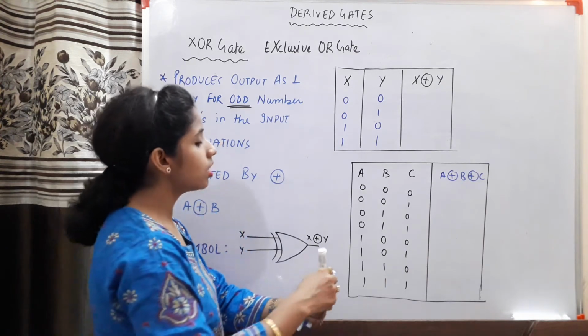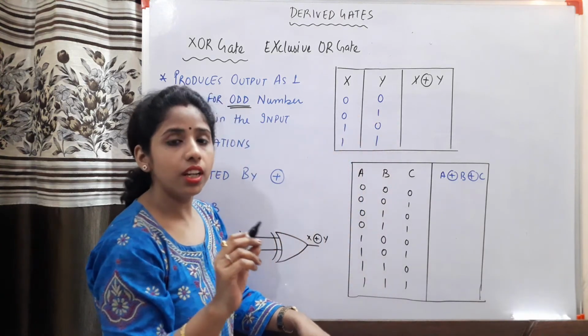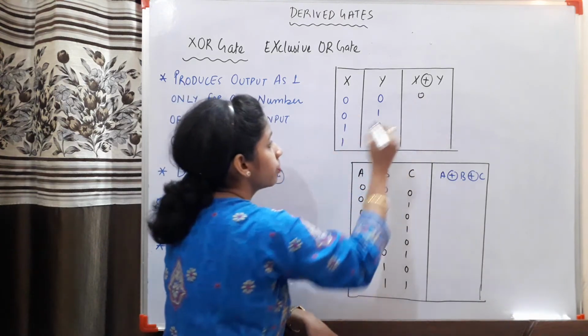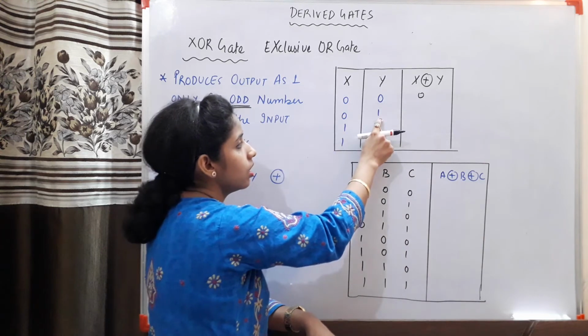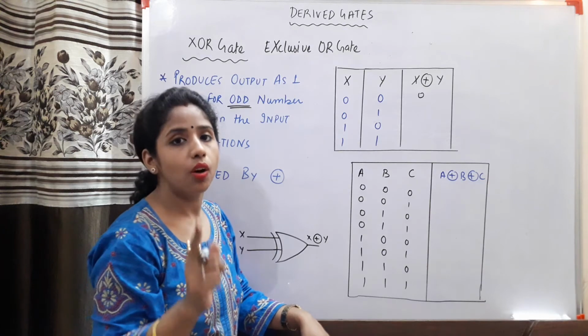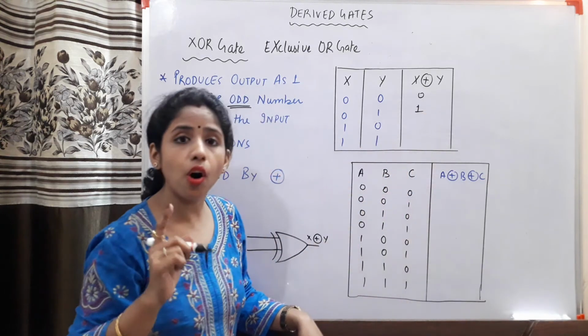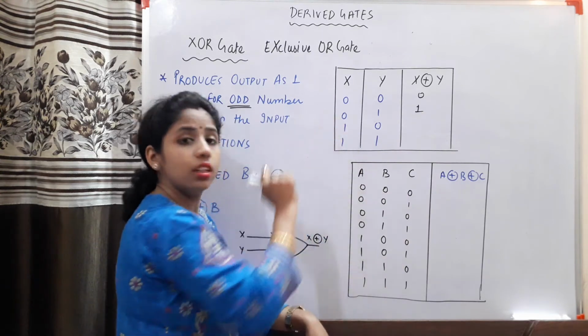Okay, so in this combination you can see that there is no 1. So the output will be 0. But in this case see, there is 1. There is a 1 in it, and one is odd, so here the output will be 1 because there are odd number of ones in the combination.